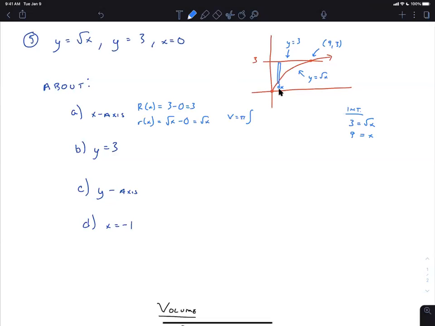So pi times the integral of 3 squared minus the square root of x squared dx. And now we want to add those for all of the rectangles in the region. Well, it's dx, so we want the smallest x to the biggest x. The smallest x in the region on the left is 0. The biggest x of the region is on the right, and that's 9. And so we go from 0 to 9. And so this is the setup.